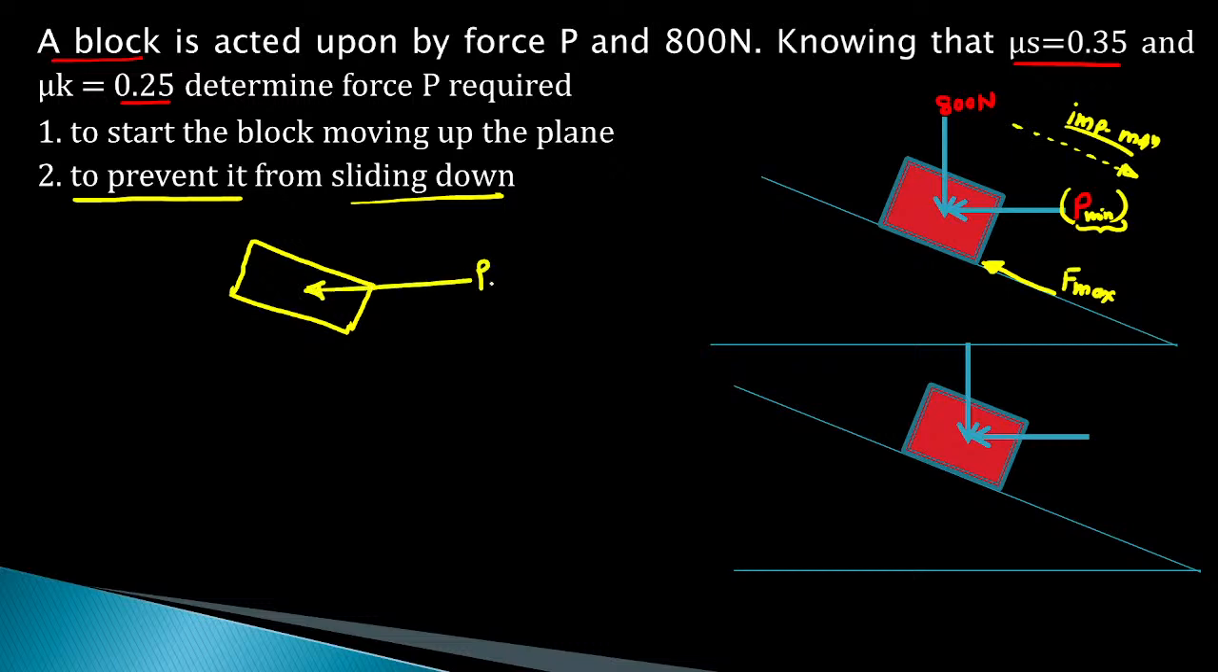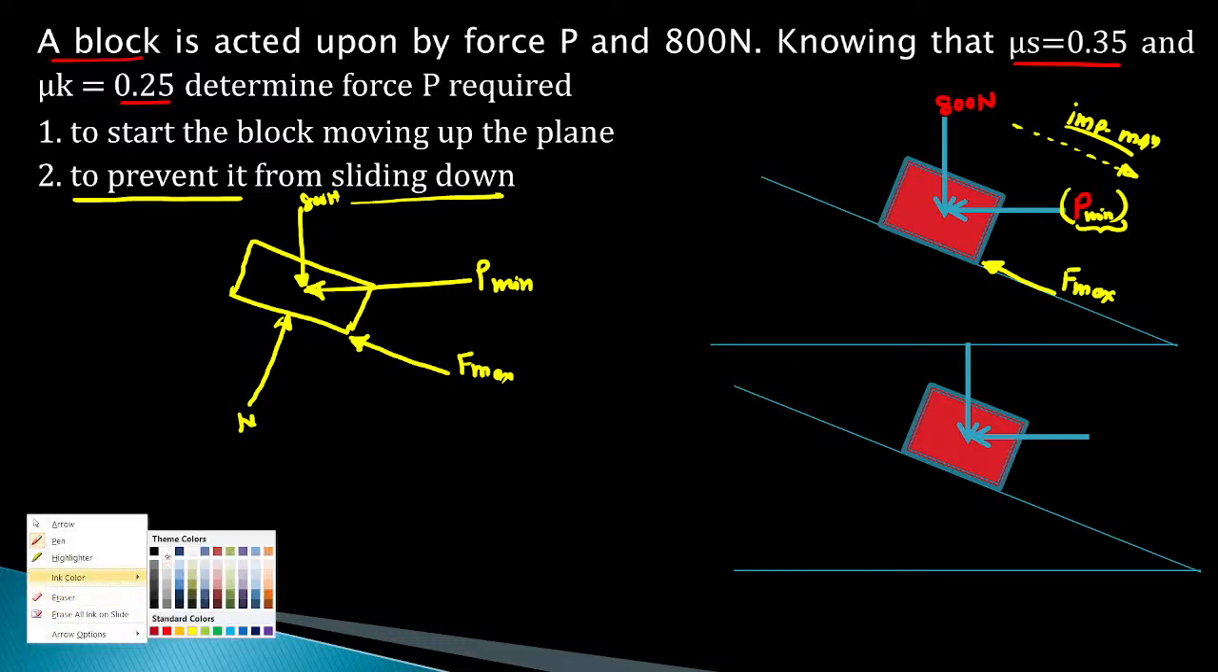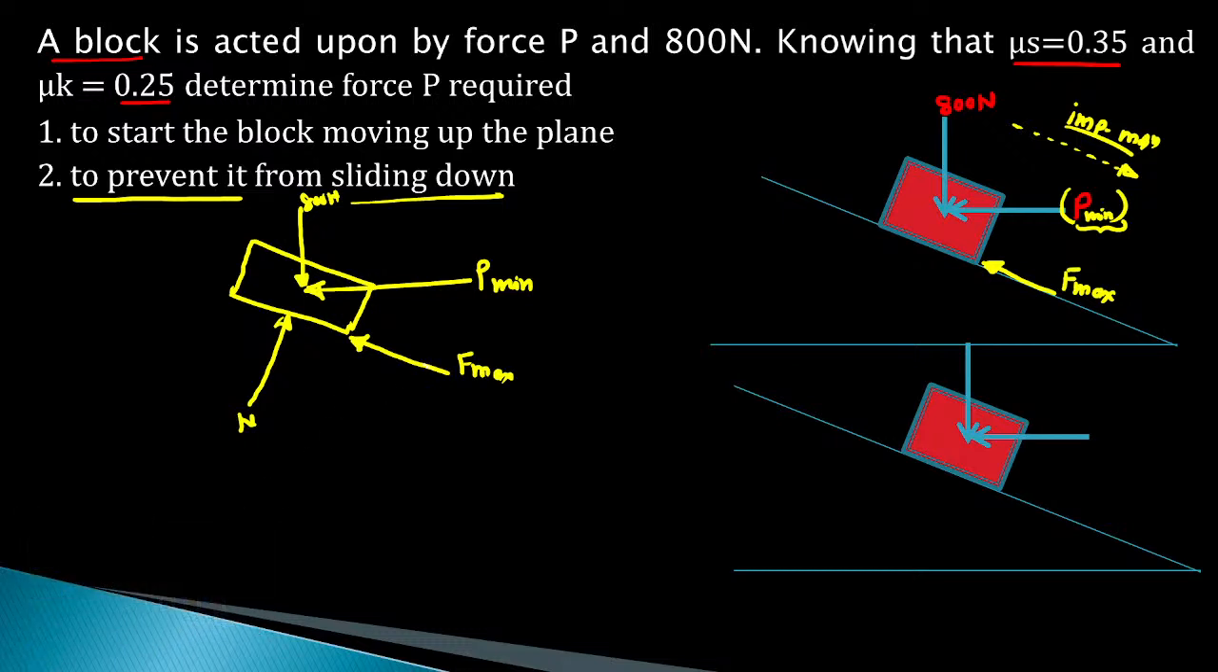So, this is the force P. I will consider this is the minimum force, then this is the 800, this is the normal reaction, and this is the frictional force. So, this is F max. Now, we have to resolve the forces similar to the last problem.